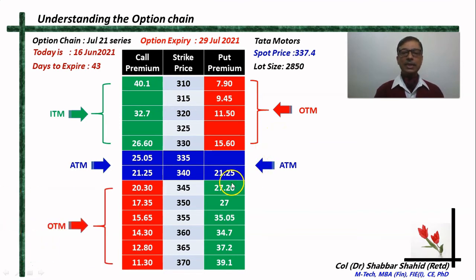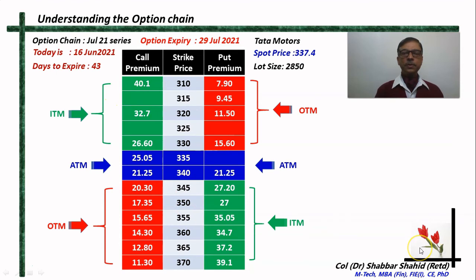Similarly, we know that when the strike price is more than the spot price, this is the spot price 337 and these are the strike prices 345 to 370, those call options are called out of the money call options, and the put options are called in the money put options. All right. When the spot price is less than the strike price, then these put options are called in the money put options. So exactly the mirror image what you see.